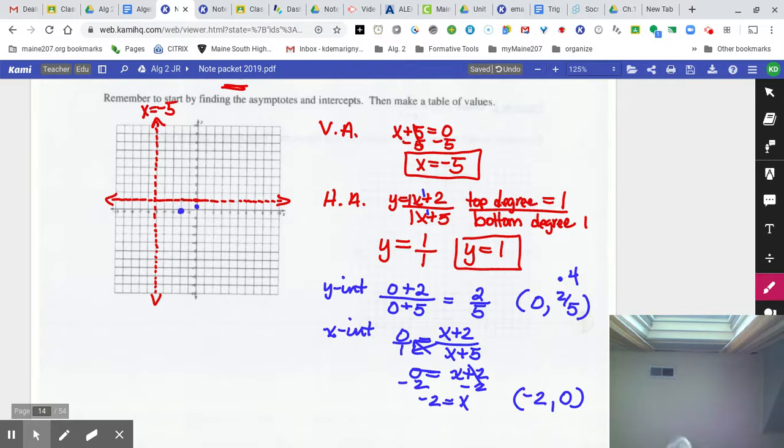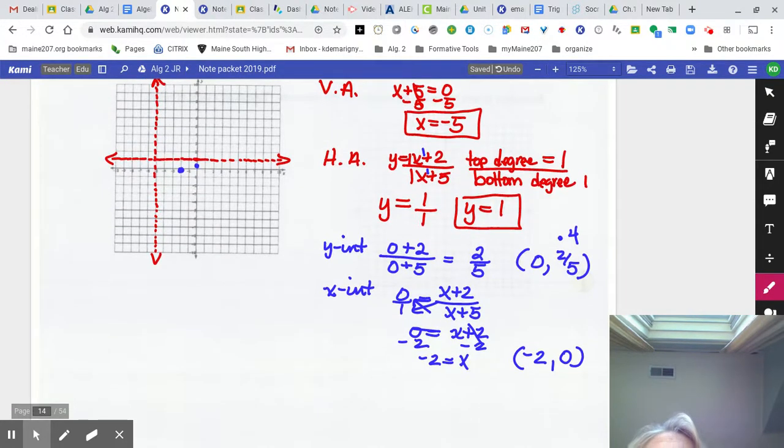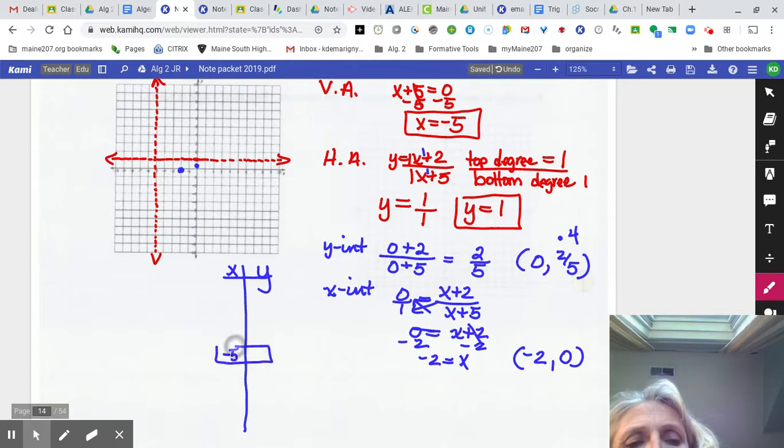Well, that's fabulous because now I have 2 points that I need for this graph. I'm going to go up just a little bit so I can have a little more room. And this is where I make my x and my y. Now, my excluded value was negative 5. That was my vertical asymptote, so x can never be negative 5. And that's what this vertical red line represents.